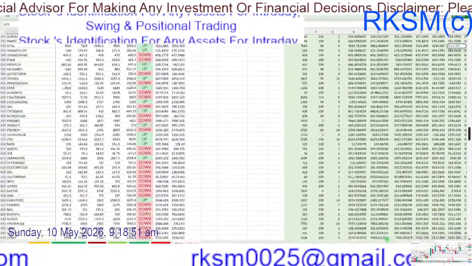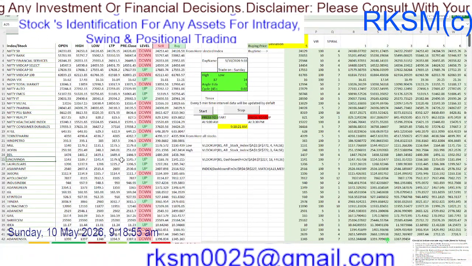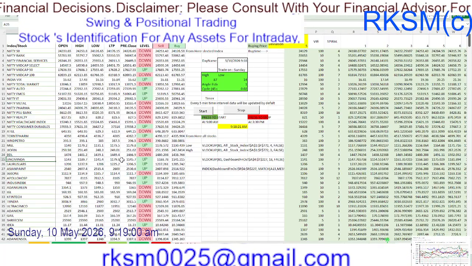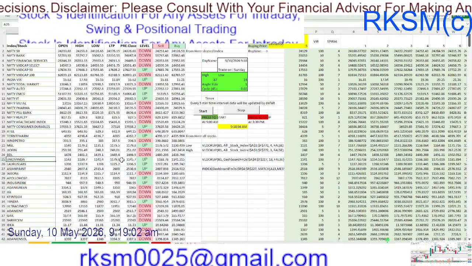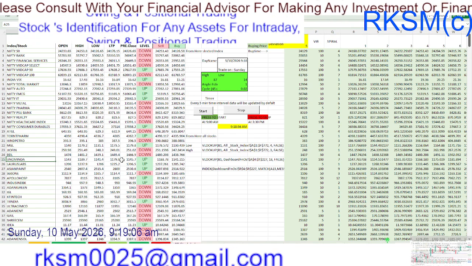It can be more than 1000, any number you can add, but we have considered only the potential stocks, like large cap, mid cap and small caps. We have not considered the penny stocks. Our focus is only on the potential stocks.